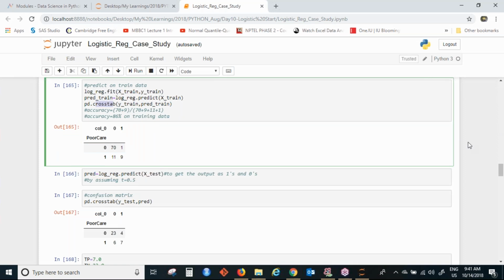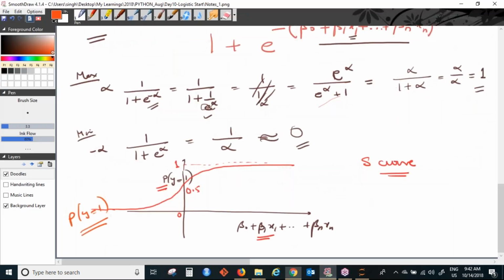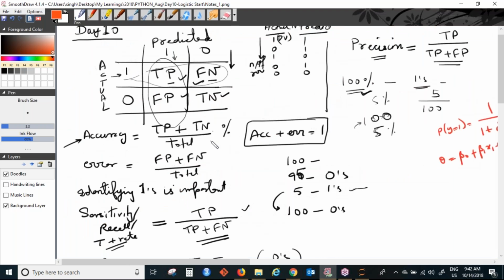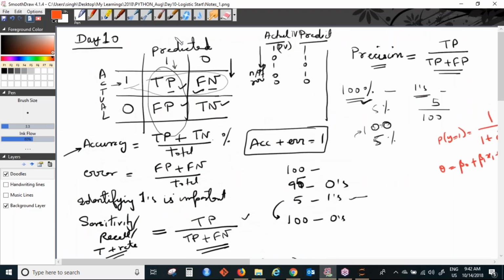Okay, so this is your actual zeros and ones. Since I have written y train here, that is why I am getting actual 0 and 1 on the left hand side. If I write it in an opposite way, I will get it opposite way. So always remember, guys, your confusion matrix will not always look like this. Your predicted values might come here and actual might go there, depending on what you give in your Python code. So pandas dot crosstab is what we use.